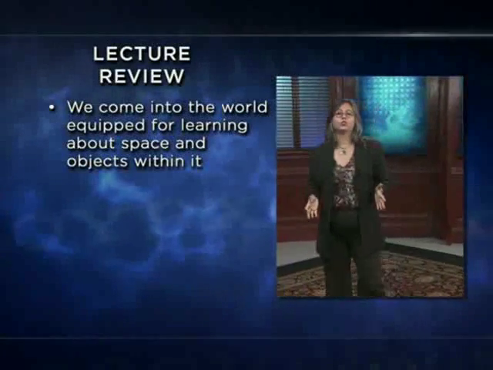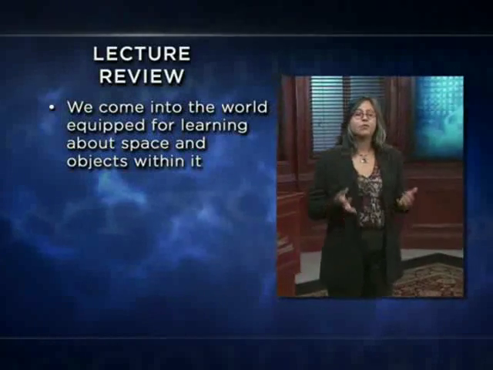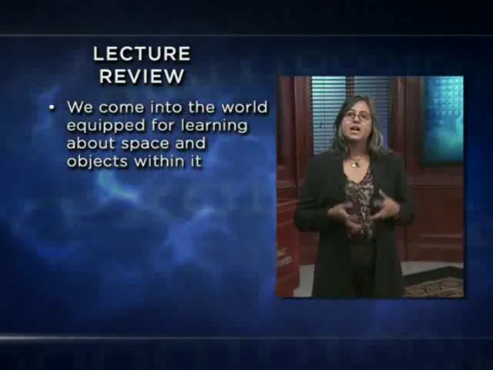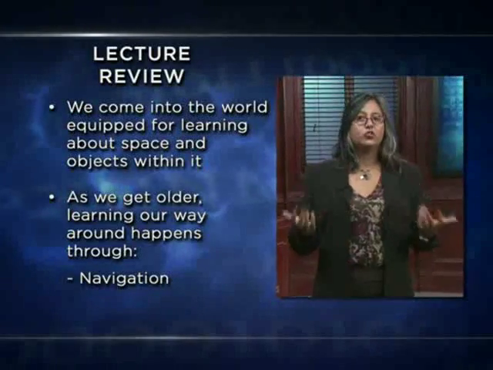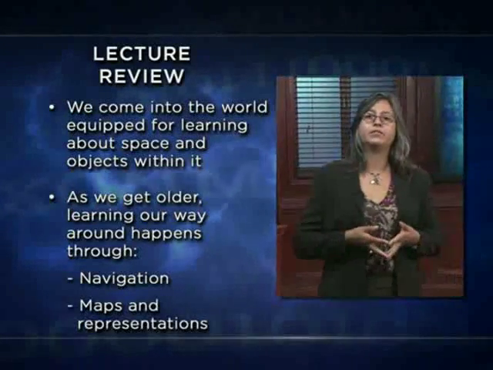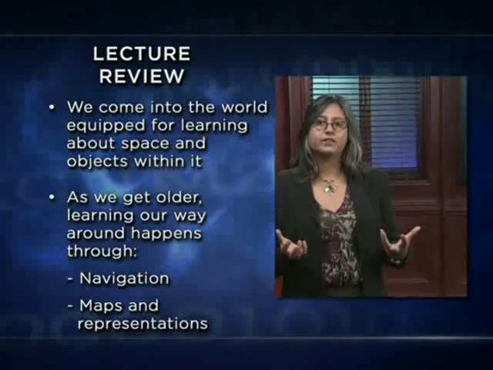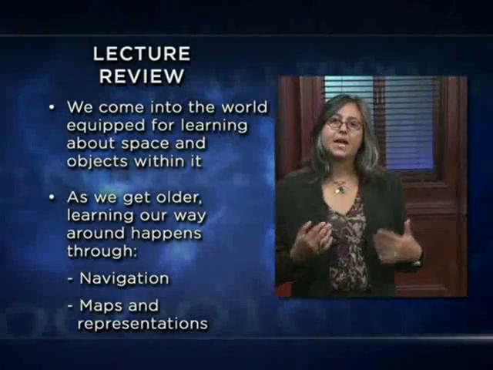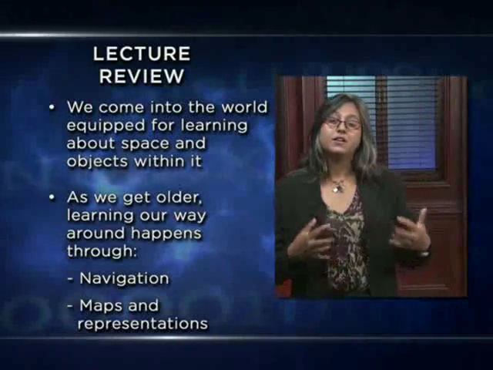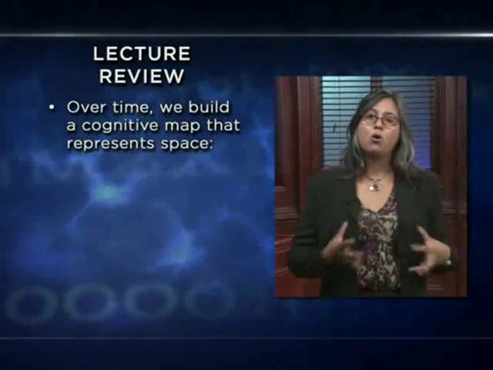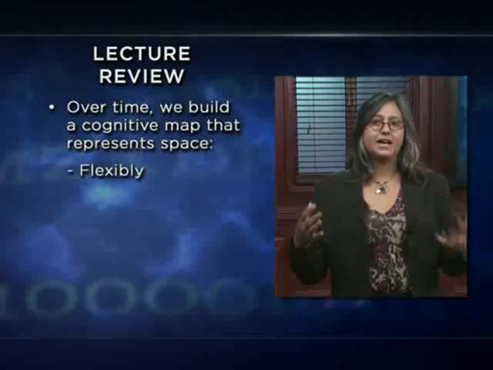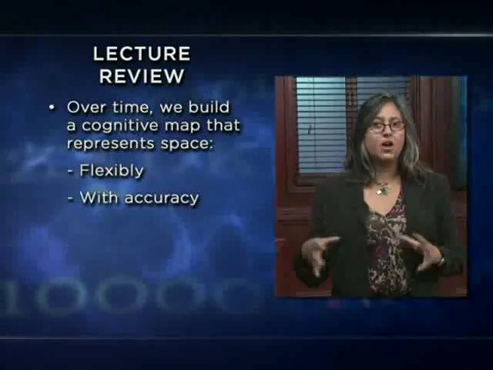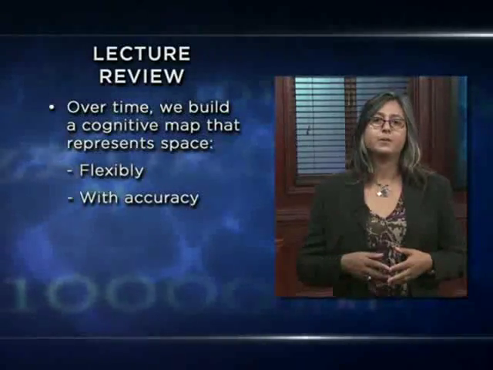To summarize, we come into the world equipped for learning about space and objects within it from very early infancy. And as we get older, learning our way around happens first through navigation and eventually through the use of maps and other representations. And these distinct ways of representing a space have implications for what we learn. But it looks like in general over time, what we're always trying to build is a cognitive map that lets us represent space flexibly and with enough, though not necessarily precise, accuracy.